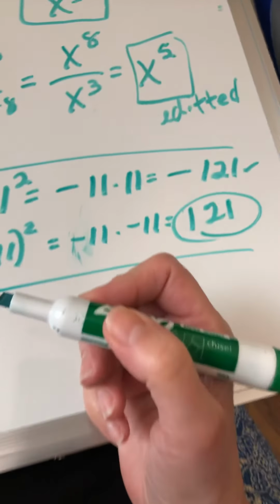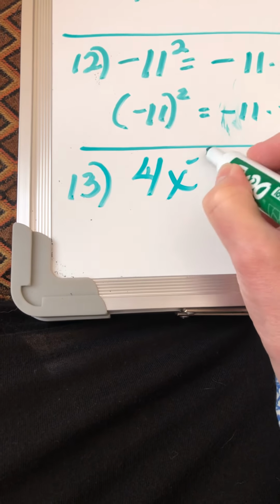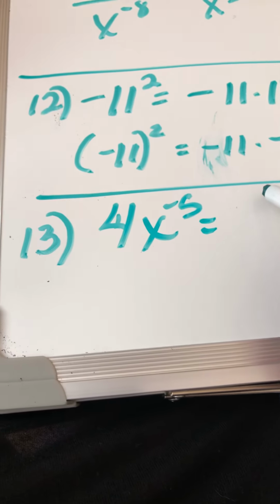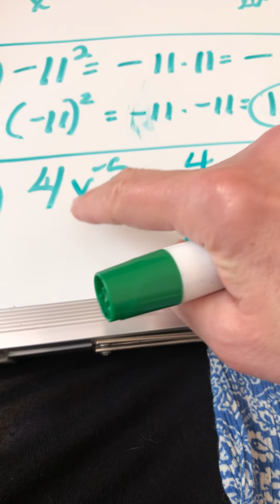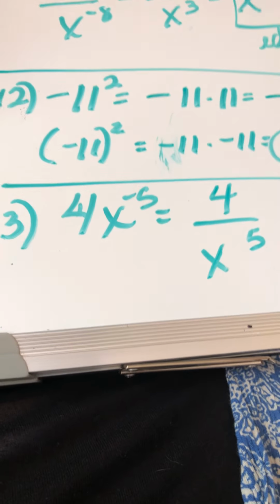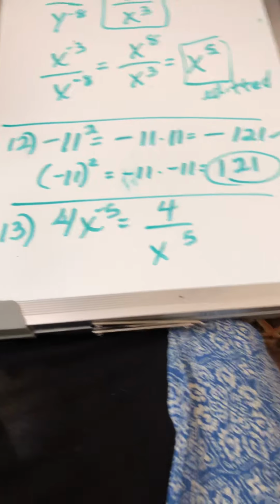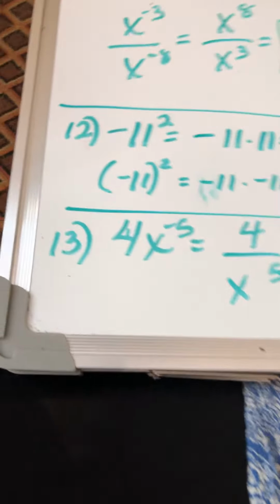13 says you're simplifying 4 times x to the negative 5 power. Your wrong answer was 4 over x to the negative 5. Well, the whole reason we make this into the reciprocal is so that we can get rid of the negative exponent. A negative exponent will never be a complete answer. Okay, so that's what you did wrong on 13.